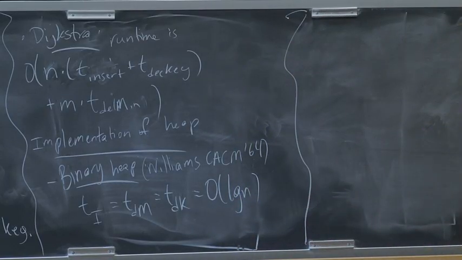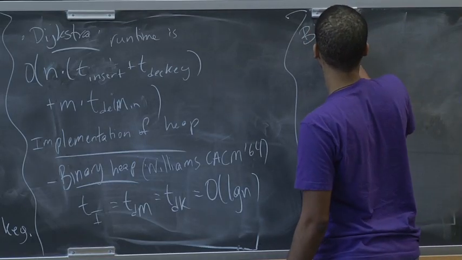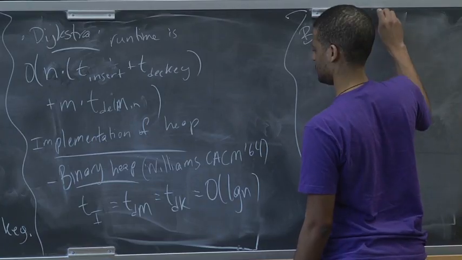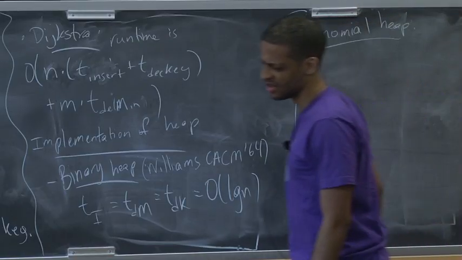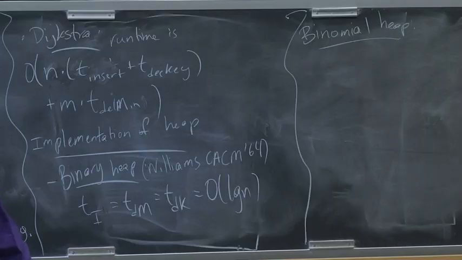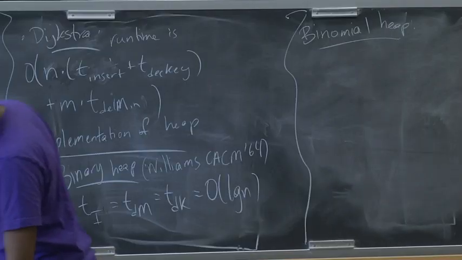We also have binomial heaps. I think these are due to Vuillemin.